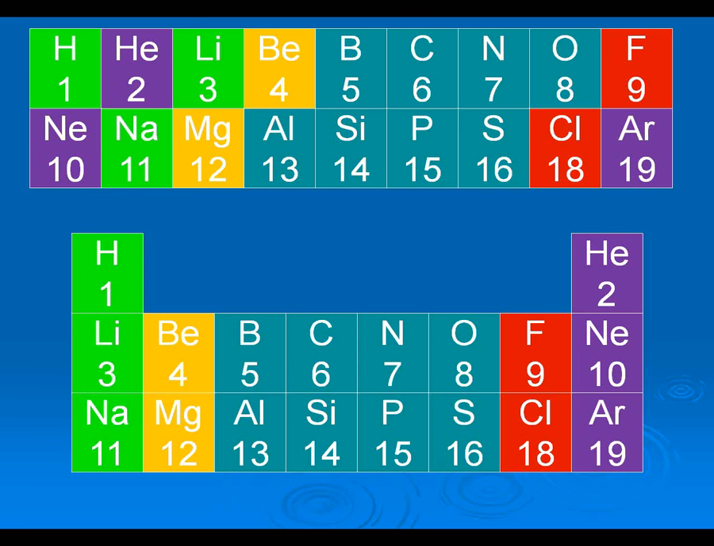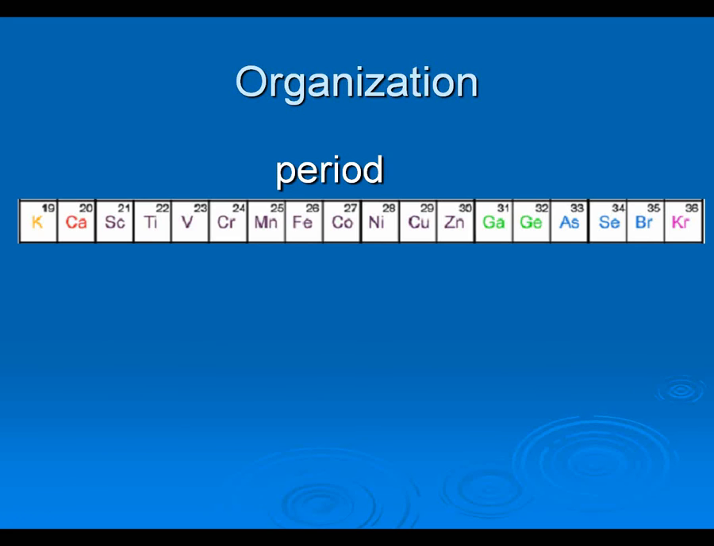So as you can see, as you go left to right, the number of protons increases, the atomic number increases, and then in the same column, they share similar properties, just like when we looked at those deck of cards. So that's how the periodic table is laid out. It's actually pretty simple. Horizontal rows are known as periods, where the atomic number increases by 1 as you go left to right.